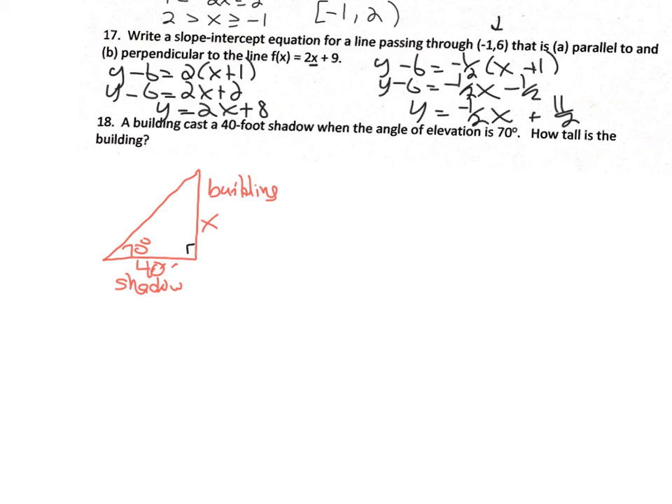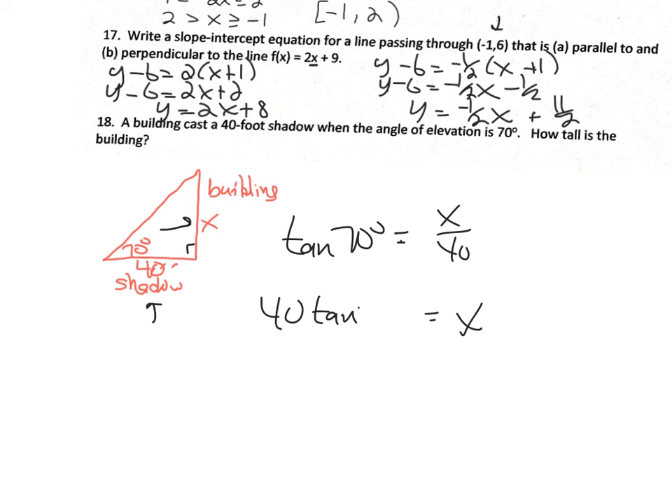And if I'm looking for the height of the building, it's opposite the 70. The shadow is adjacent to it, so it's opposite over adjacent. So I'm doing tangent 70 equals opposite over adjacent. And I'm going to be honest with you, I don't have my calculator with the trig functions with me. So the way you would do it is you would just do 40 times tangent 70 degrees on your calculator. I'll let you punch that in because I don't have access to being able to do that. So there it is. One more.